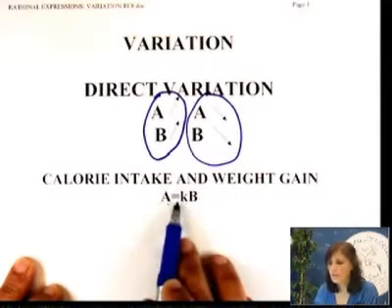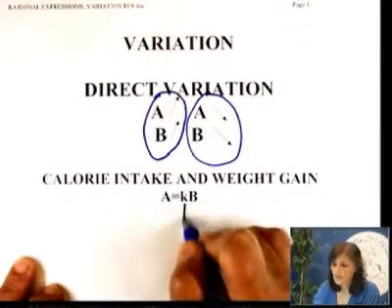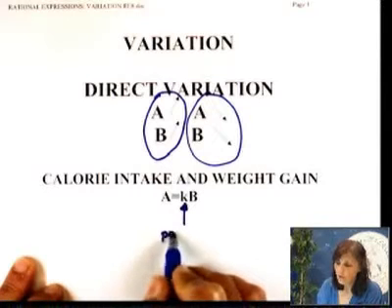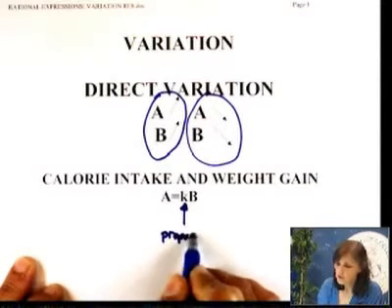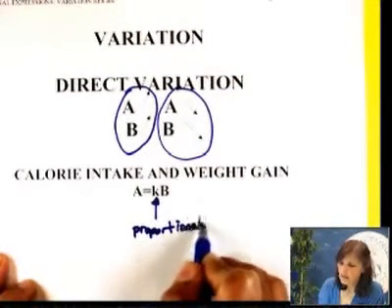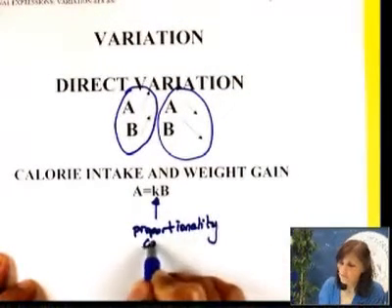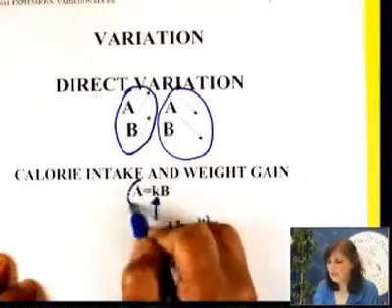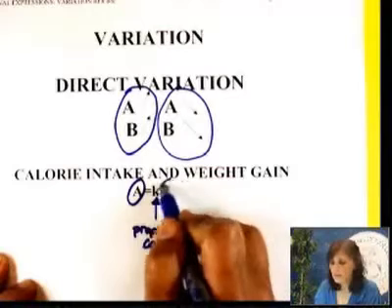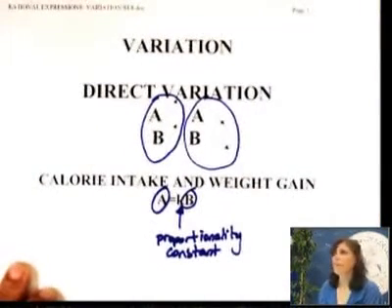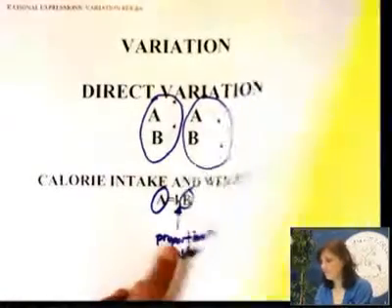So A equals K times B. This one is called the constant of proportionality, or proportionality constant. And A is one of your parameters and B is the other parameter. A equals K times B. Direct variation.